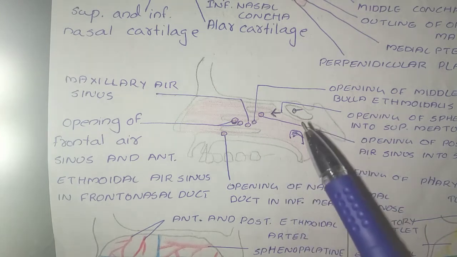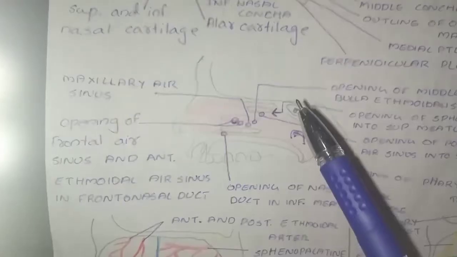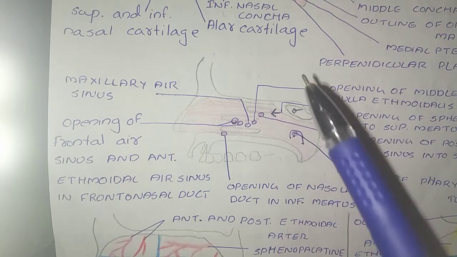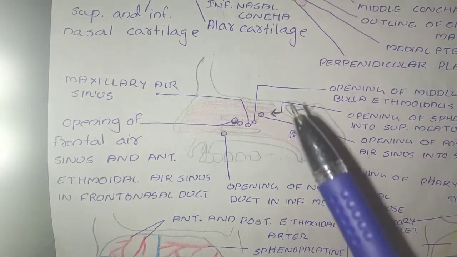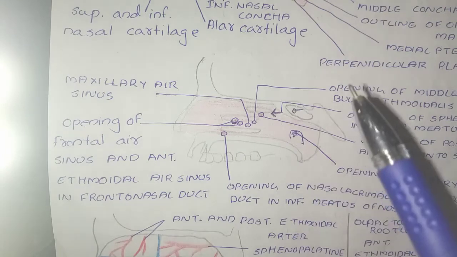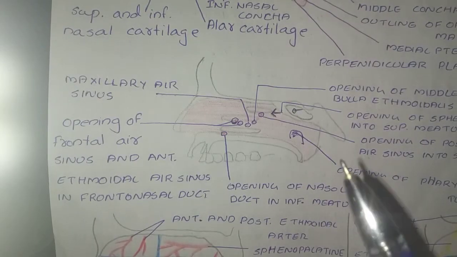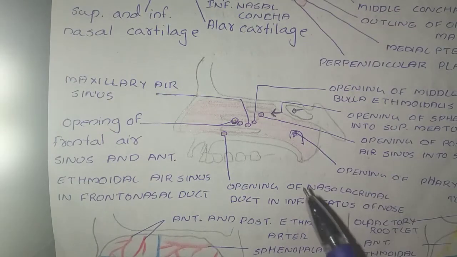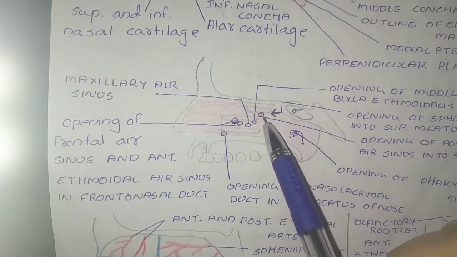Now we can discuss the topic superior meatus. It lies below the superior concha and it is the shortest and shallowest of the 3 meatus. It receives the opening of the posterior ethmoidal air sinus, which we can see here.